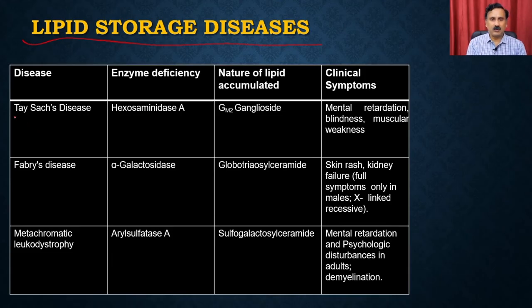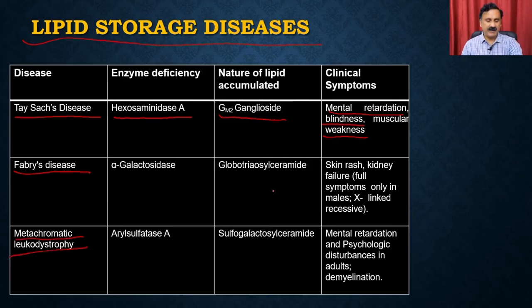For example, it can cause the Tay-Sachs disease. So Tay-Sachs disease happens because there is a deficiency of the hexosaminidase enzyme, and because of this there will be an accumulation of the GM2 ganglioside, and it is going to be responsible for mental retardation, blindness and muscular weakness. Similarly, you can have Fabry disease, you can have metachromatic leukodystrophy, and there are other kinds of fats that are going to be stored in different parts of the body.